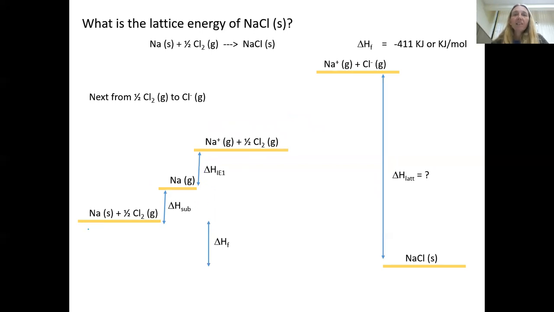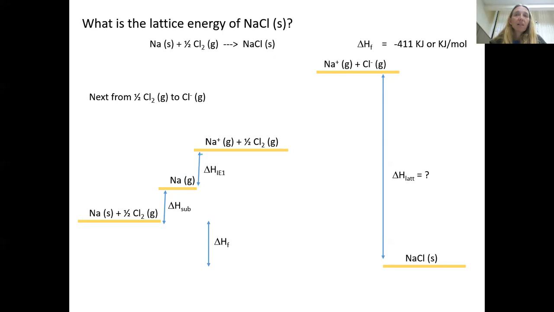Here, when I type, the handwriting's much neater. So here I start with my physical products, sodium solid and half chlorine gas. I take and I sublime the sodium. It's going to take a certain amount of energy. When I sublime it, it's sodium gas.